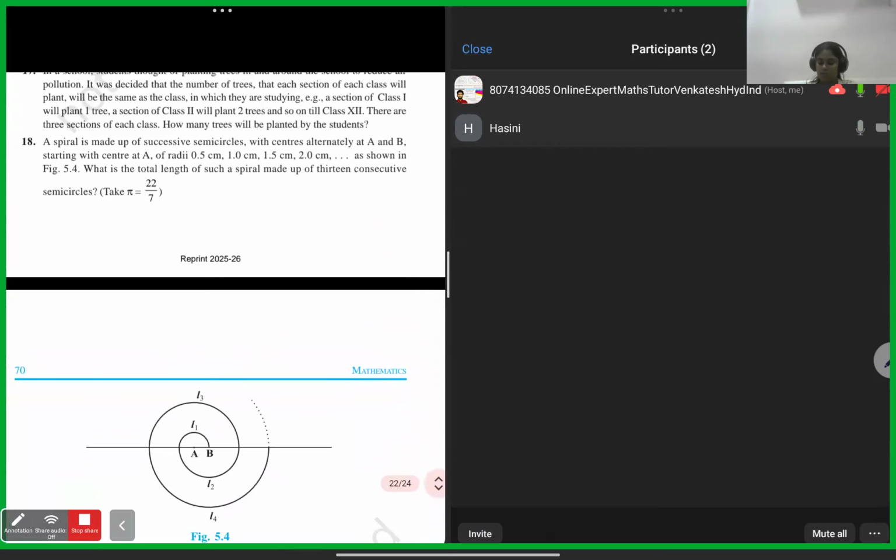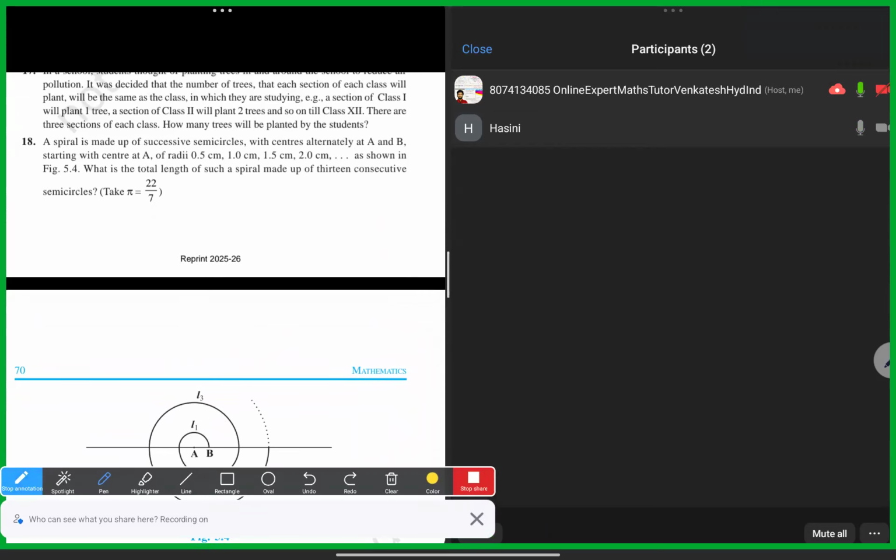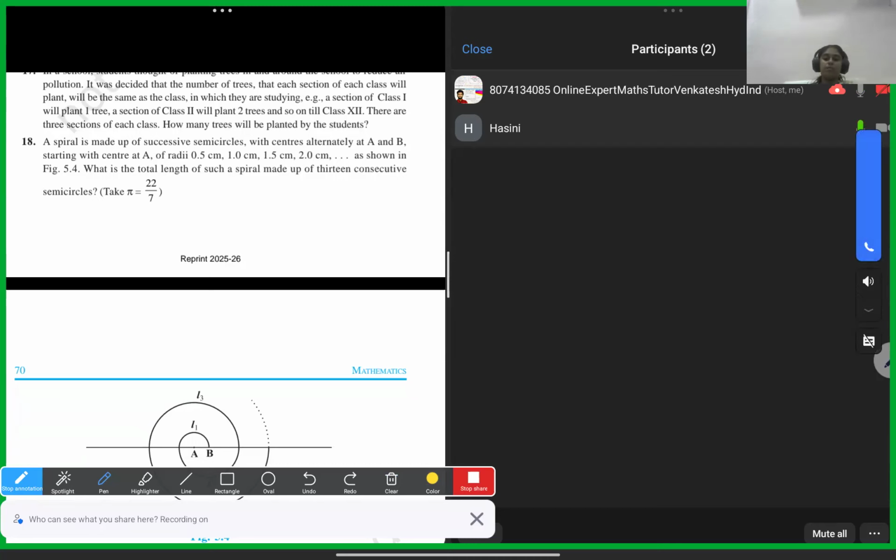So Hasni, the 18th question: a spiral is made up of successive semicircles. Once you read the question, Hasni: a spiral is made up of successive semicircles with centers alternately at A and B, starting with center A, with radii 0.5 centimeters, 1 centimeter, 1.5 centimeters, 2 centimeters, as shown in figure 5.4. What is the total length of such a spiral made up of 13 consecutive semicircles? Take pi as 22/7.